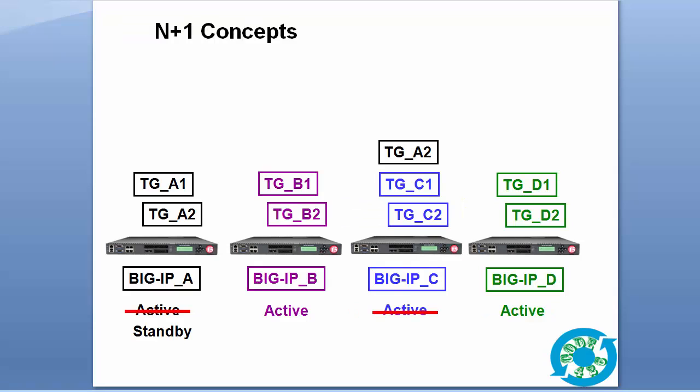A better design would be enough BIG-IPs, each being able to handle a certain amount of traffic, which is split across multiple traffic groups. If one device has problems, then no one BIG-IP is overwhelmed with too much traffic.